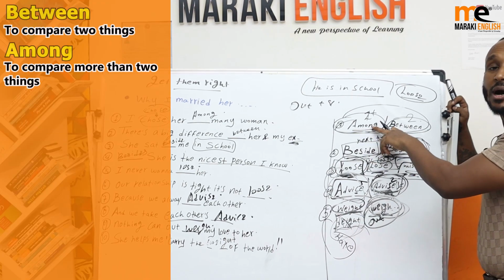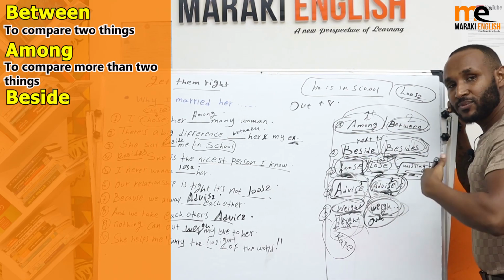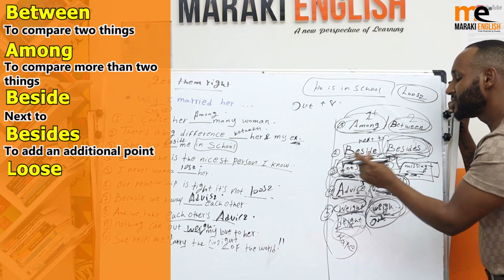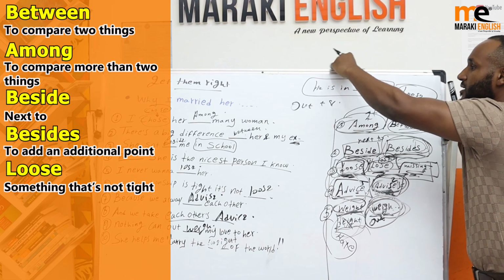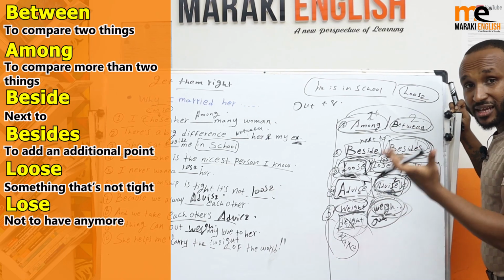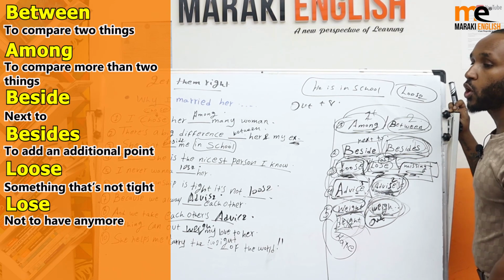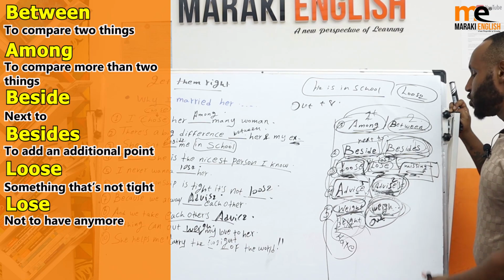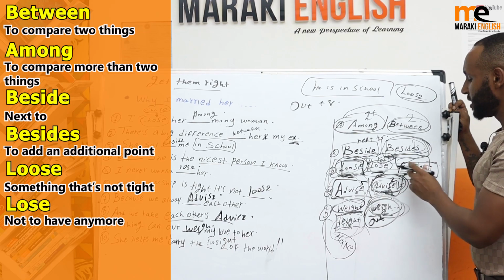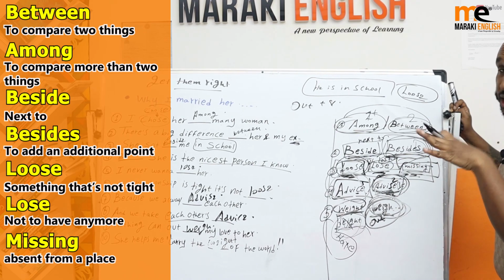Among and between. We use among when we compare more than two things, between for two things only. Beside means next to. Besides, you use it to add additional points. Loose, something that's not tight, something that's moving around. Lose is not to have any more. You don't know where it is. You don't say someone stole it because you didn't see the thief, so you misplaced it maybe. And we have missing. Missing is temporary. If you say, I lost my phone, it's not with you anymore, and you gave up on it.